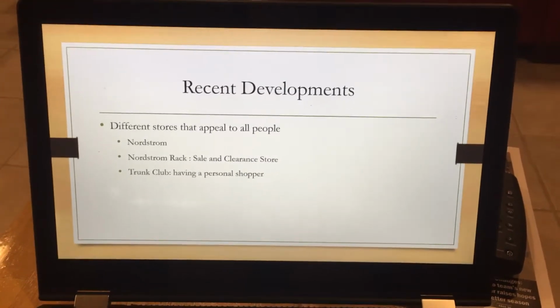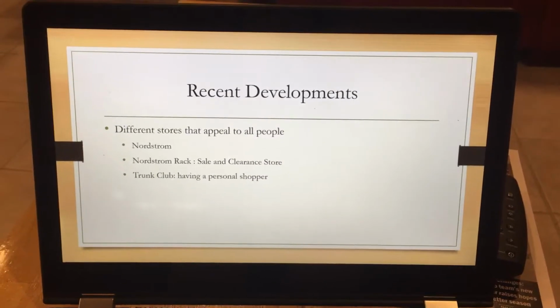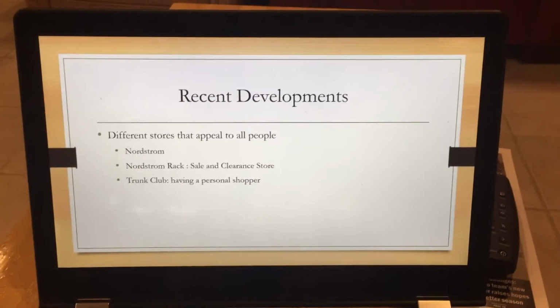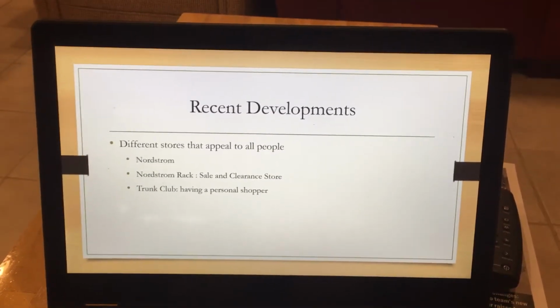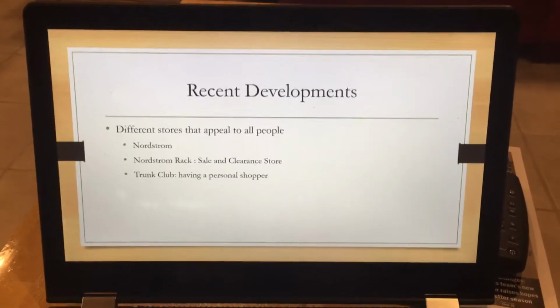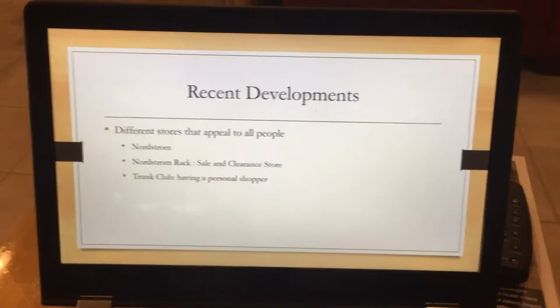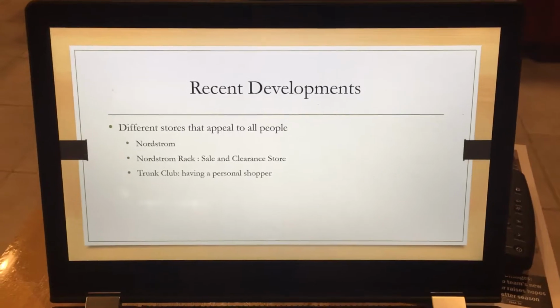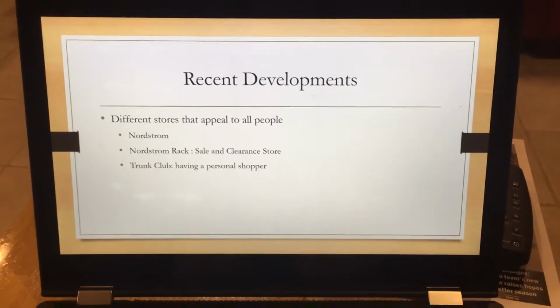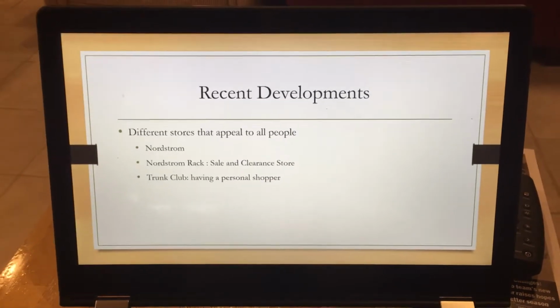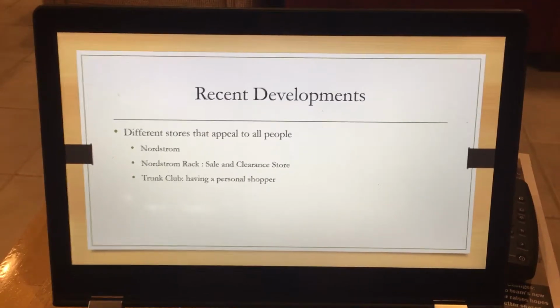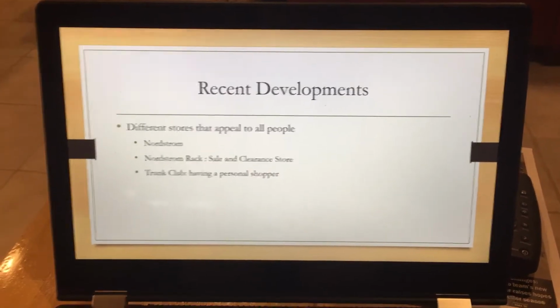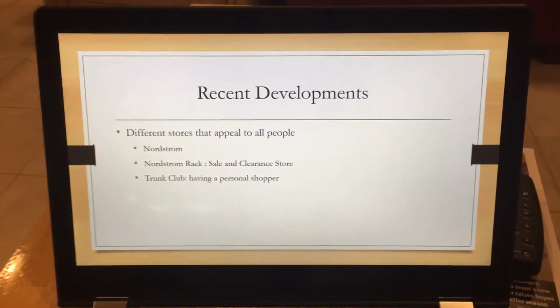Some recent developments for Nordstrom is that they have so many different types of stores available to all customers. Nordstrom is already a sort of higher end store, but they also have the Nordstrom Rack option that holds all of their sale and clearance items. And then they are also part of the Trunk Club, which is having a personal shopper shop for you.